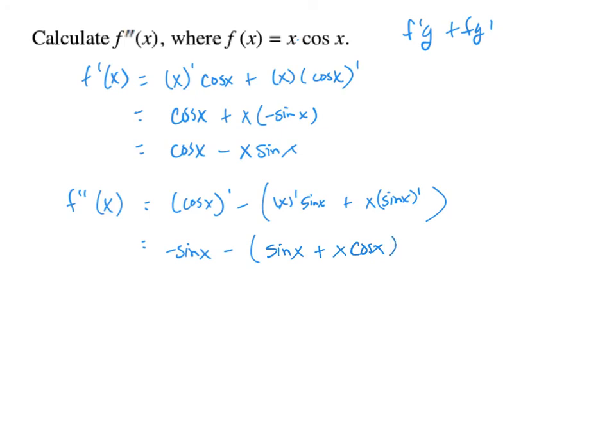Okay, cleaning it up just a little bit, we have negative sine x minus sine x, so we have negative 2 sine x minus x cos x. All right, so that is it for this lesson, 3.6.